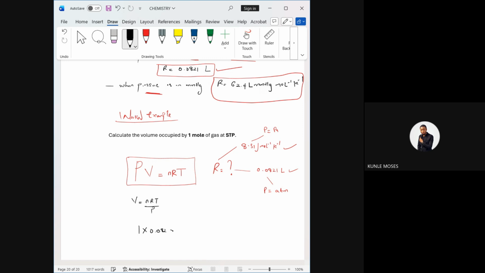That would be 0.0821 multiplied by your temperature at STP, which is 273, divided by your pressure. If you are using this, your pressure should simply be 1. So you can multiply it, and that will give you your answer. And you can use 8.31 too. Please, is that taken? We'll see some other questions as we proceed. It's very simple.